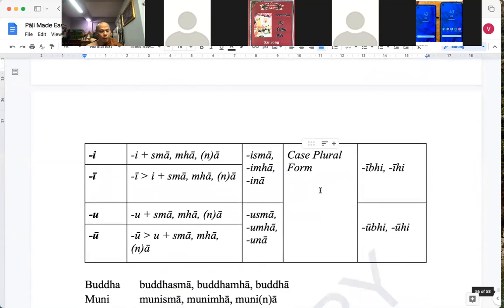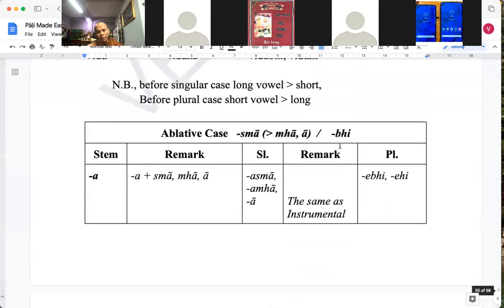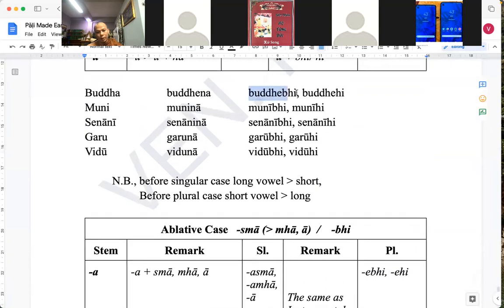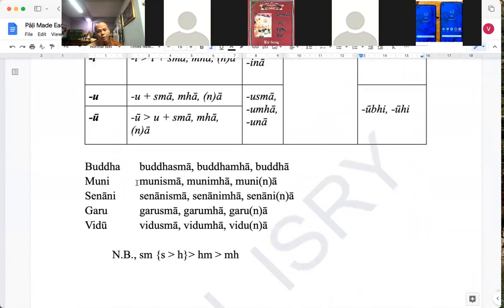And then now, for the ablative case, Buddha sama, Buddha ma, Buddha na, but for the plural, exactly the same as the instrumental case, bodhi bi, bodhi hi, you see. And then Muni, so muni sama, muni ma, muni na, muni bi, muni hi. And senani sama, senani ma, senani na, and the plural senani bi, senani hi.